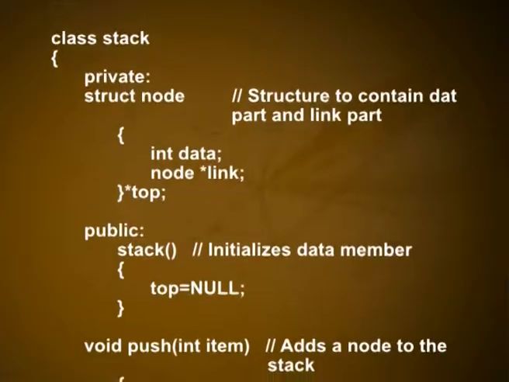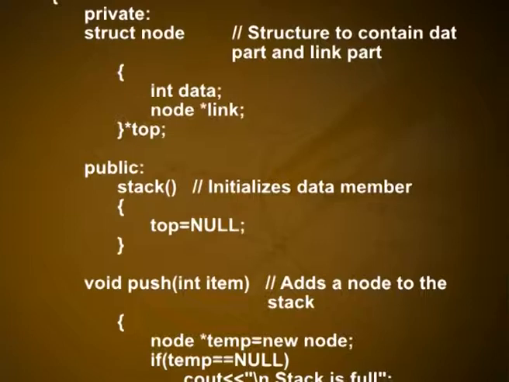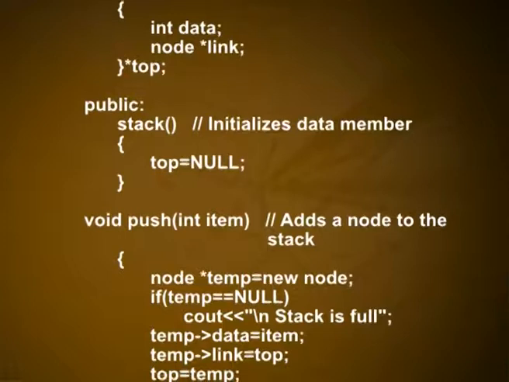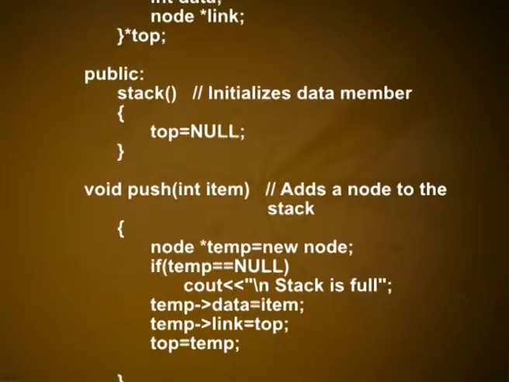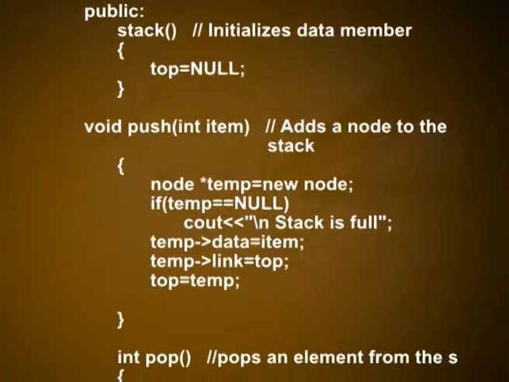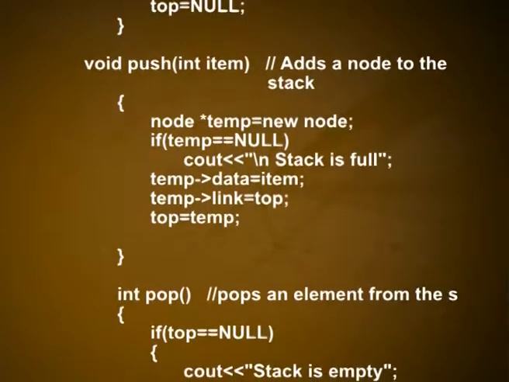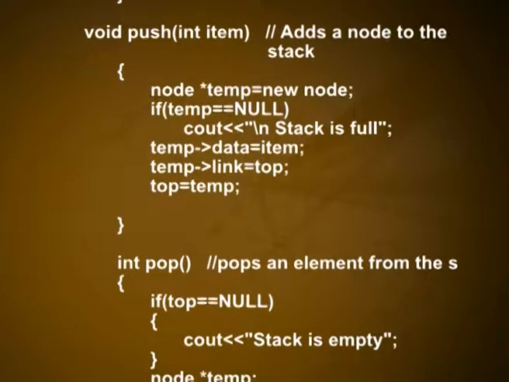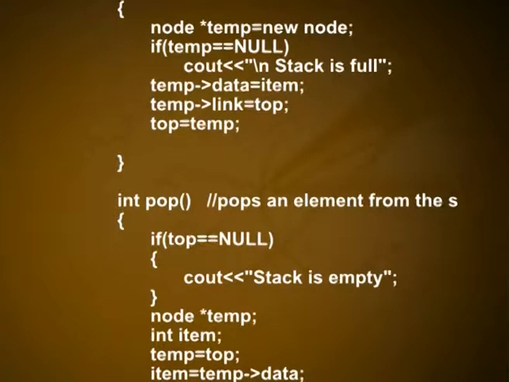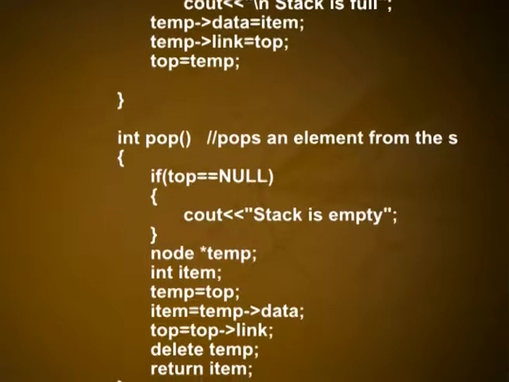Class stack. Private: struct node, structure to contain data part and link part. int data, node *link. *top. Public: stack() initializes data member, top equals null. void push(int item), function to add node to the stack. node *temp equal to new node. If temp equals null, cout stack is full. temp->data equals item, temp->link equal to top, top equals temp.